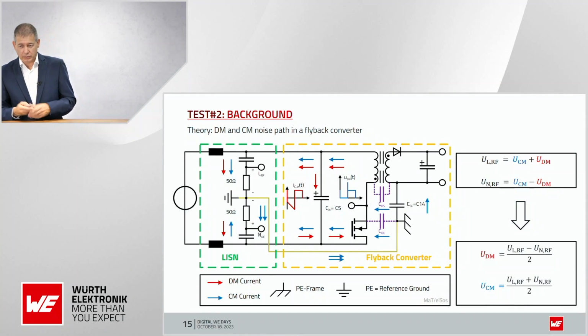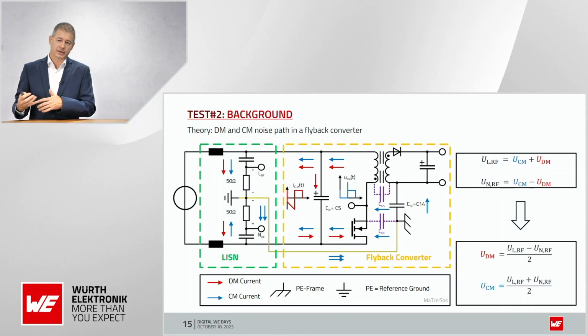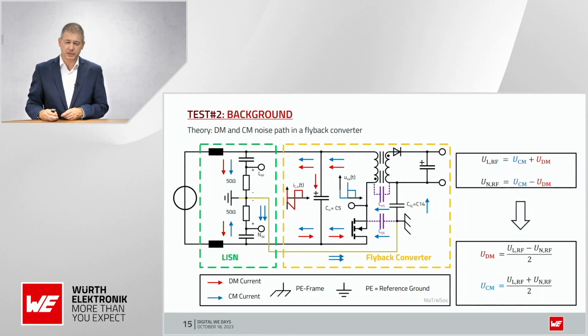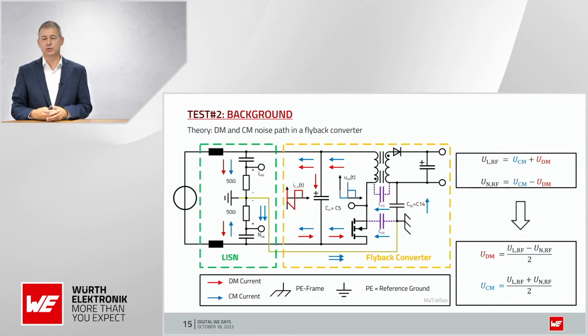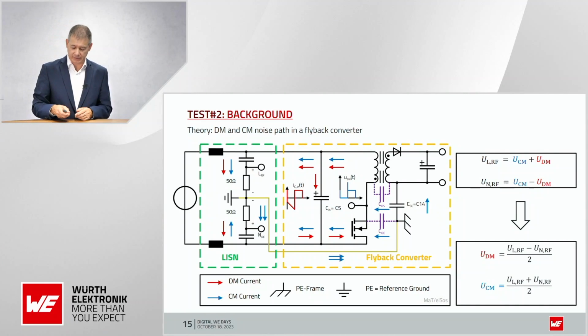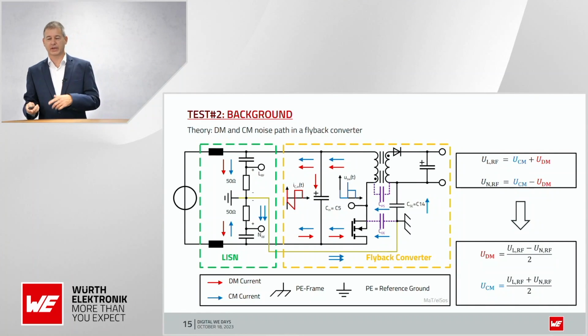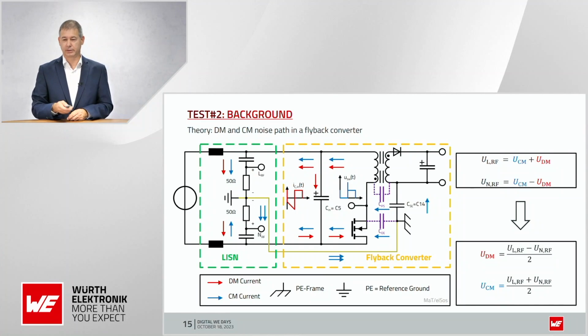Based on this, we get some formulas which we are using inside the oscilloscope for calculating and splitting the noise into differential and common mode. And the same we can do by a so-called splitter device we can put in front of the V-LISN. Then we get the same result by hardware, or you can do it by software inside an oscilloscope.